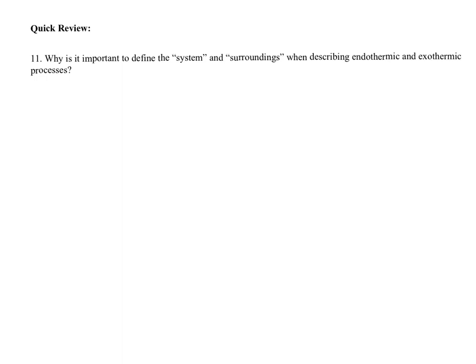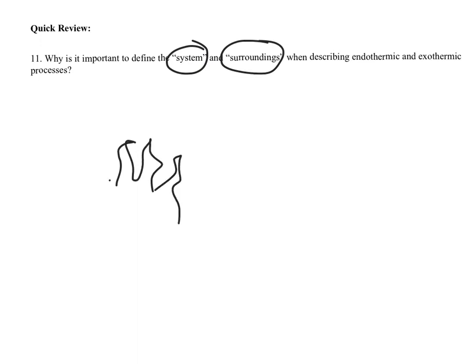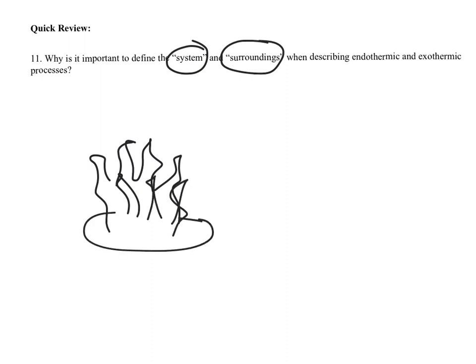Number 11, after going through our notes: why is it important to define a system versus the surroundings when talking about endo or exothermic? Well, you can do your best to answer that question, but let's do one of the examples from our notes. Let's say there's a bonfire, okay? So here's my fire. Nice, there's a fire pit. And then we're standing around the fire, okay?